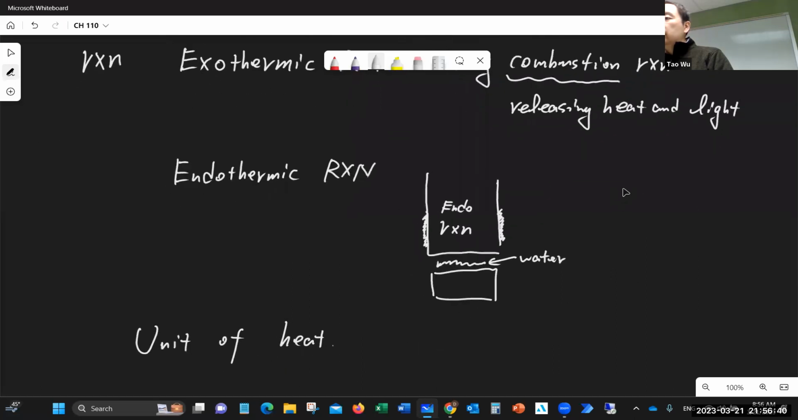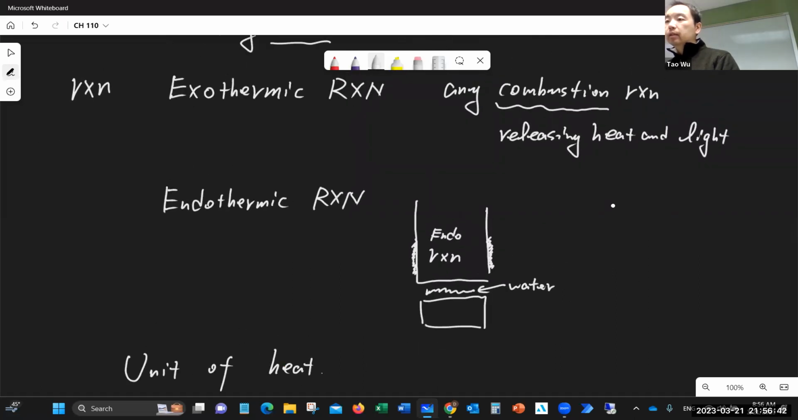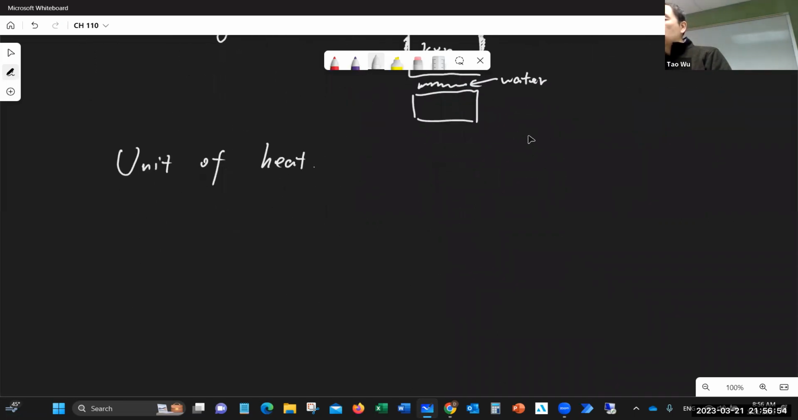One more time, endothermic means Q is going to be a negative sign. Exothermic, Q is a positive sign. The next one is talking about the unit of heat. So the SI unit, the international system, the unit we're using is the joule as the heat.